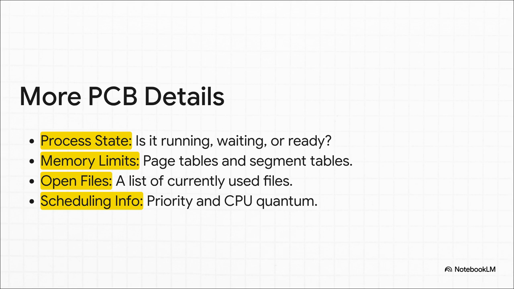Is the dish actively on the stove? Is it waiting for the oven to preheat? Or is it just prepped and ready to go? It also notes the memory limits, how much counter space this dish is allowed to take up. It lists all the open files it's using, kind of like which page of the cookbook it's on. And, so important, it has scheduling info, like is this a top priority appetizer or a slow roast that can wait a bit? The PCB knows it all.